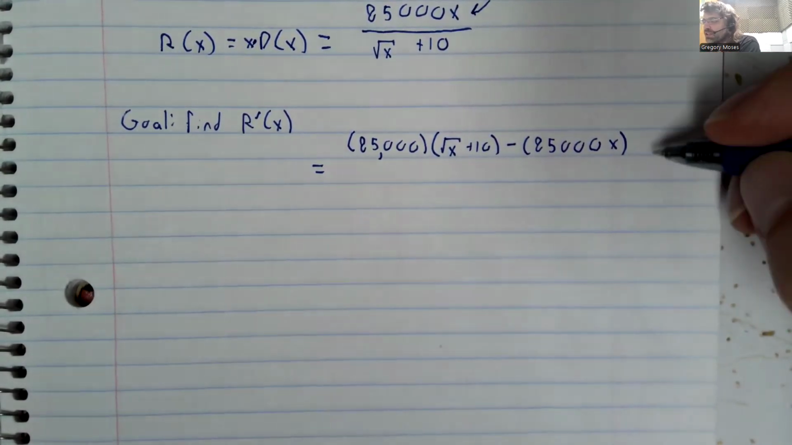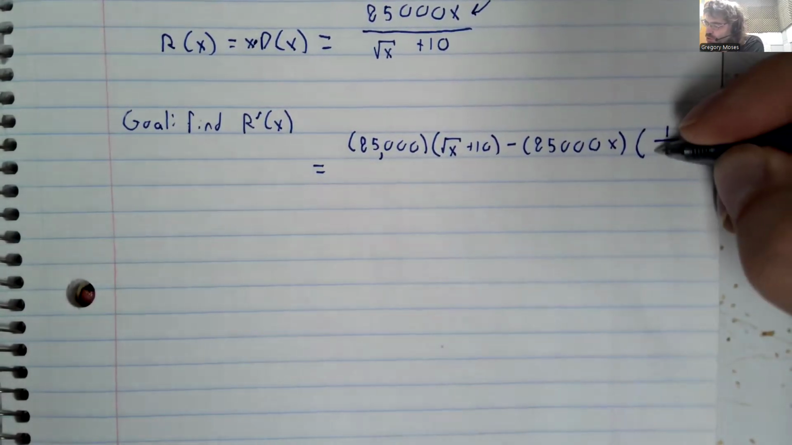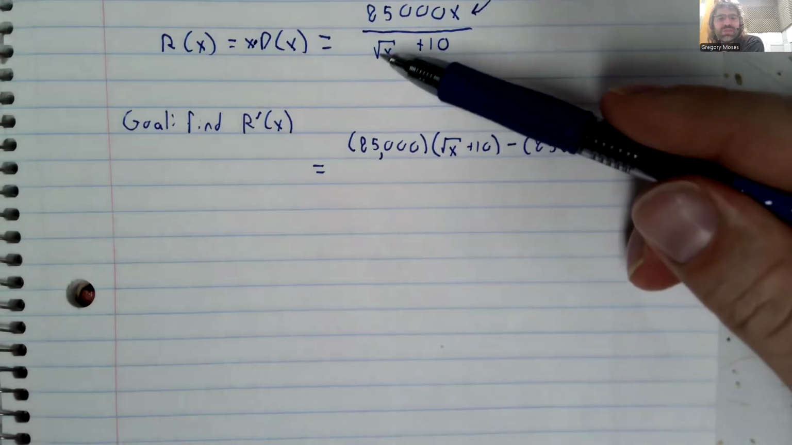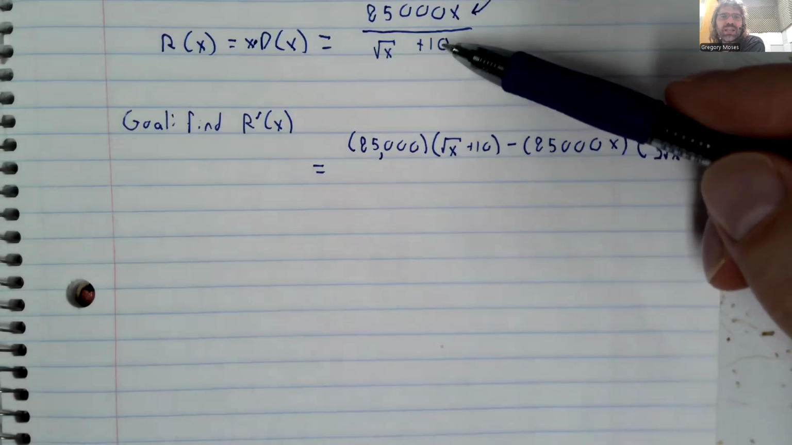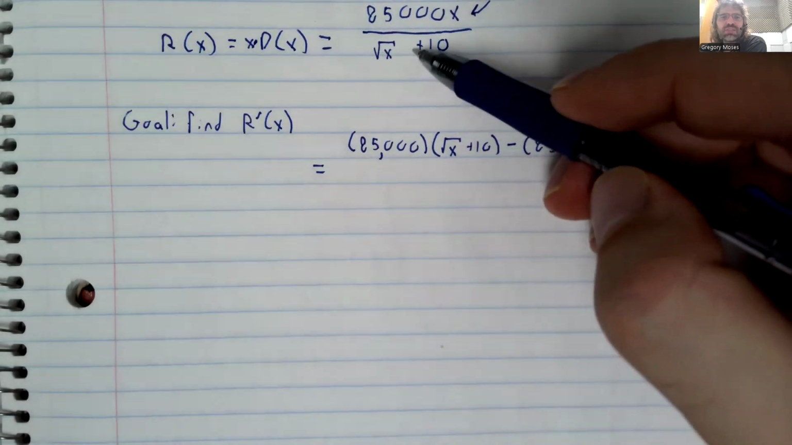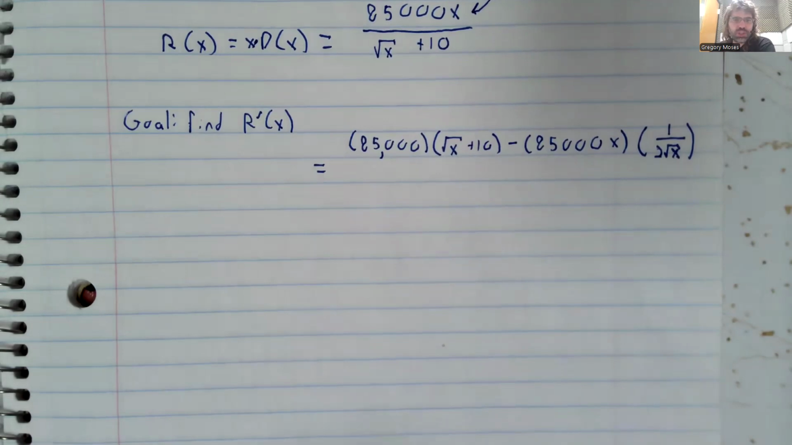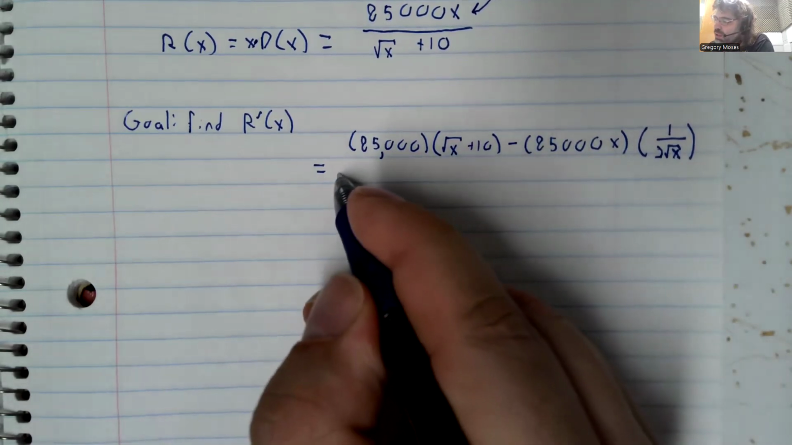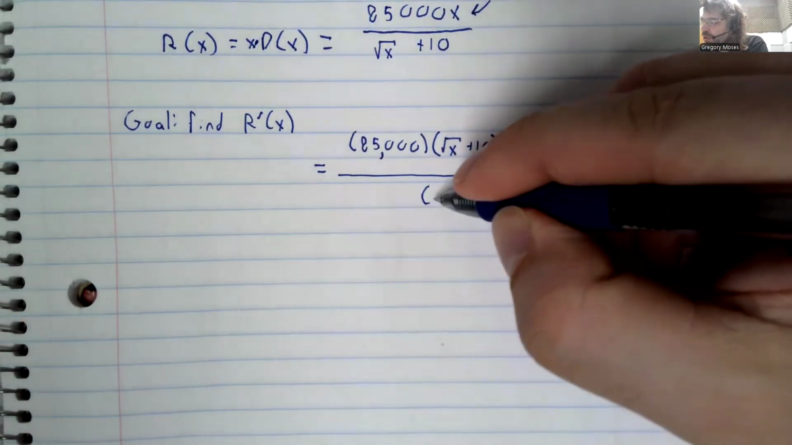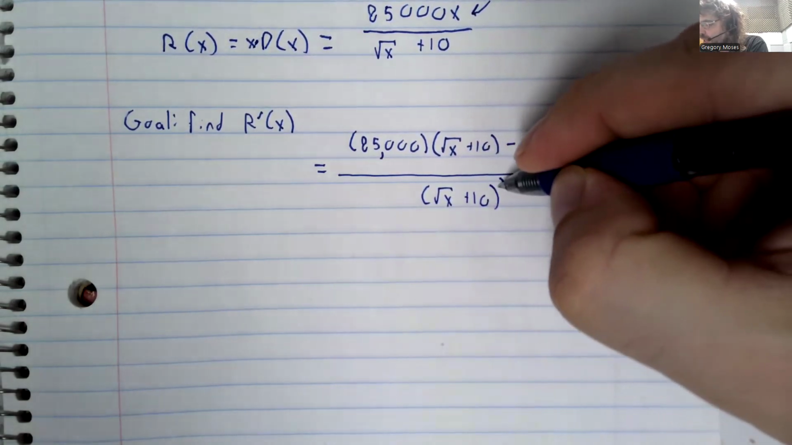85,000x, but we take the derivative of the bottom. 1 over 2, the square root of x. That's the derivative of the square root of x. The derivative of 10 is 0. So 1 over 2, the square root of x, plus 0. But of course, adding 0 doesn't change anything. Divided by the denominator squared. The square root of x plus 10 squared.